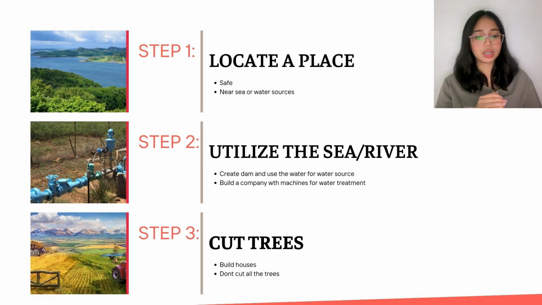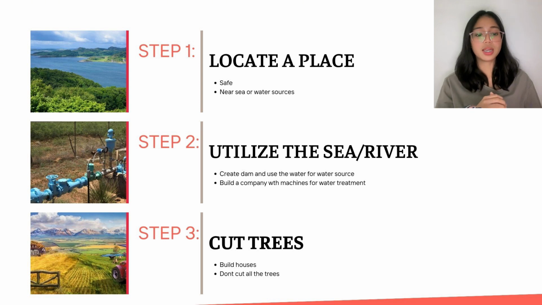And step 2 is utilize the sea or the river, create a dam and use the water for water sources because we humans need water. And next is build a company with machines for water treatment because we can't drink directly the water that we get from the sea or from the river. So we need some machines and other necessary treatment for the water.